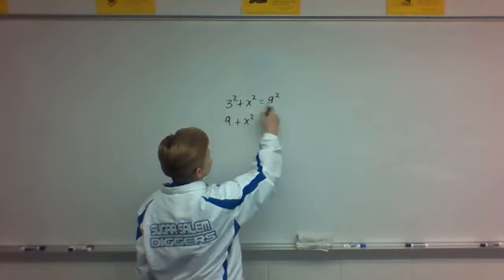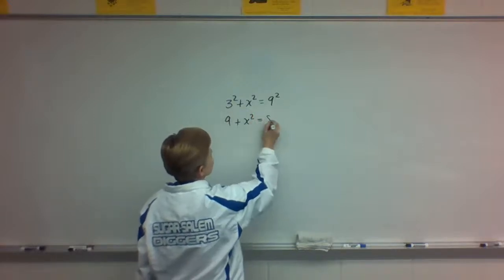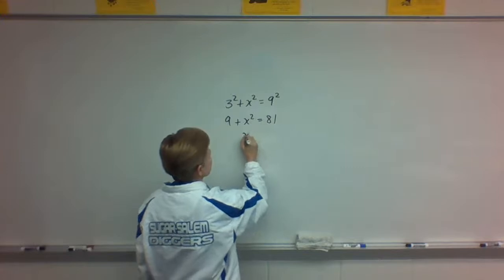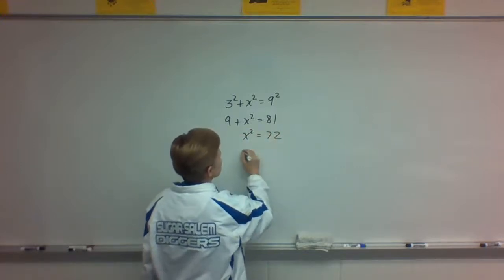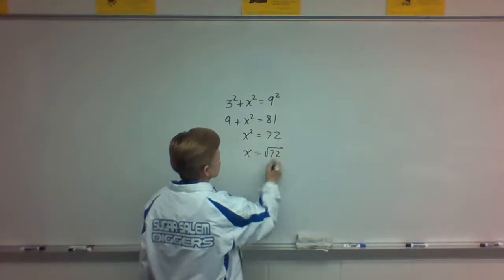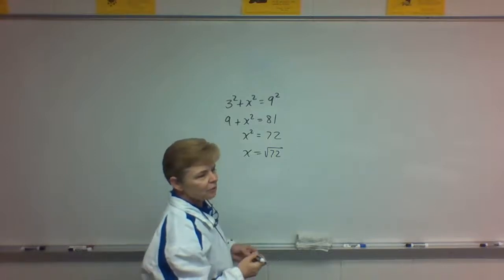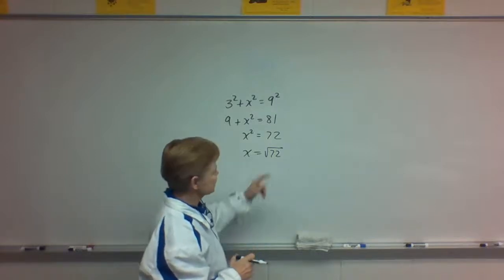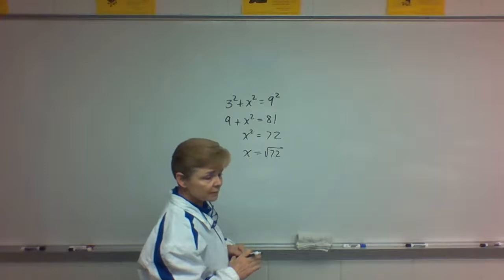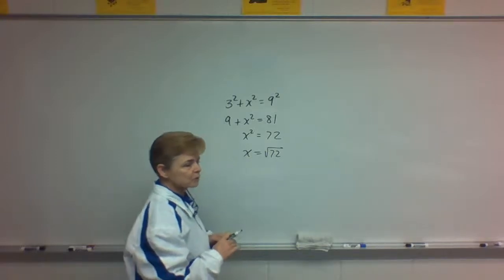You don't have to write this down. If you can square these as you write them, that's fine. So it's going to be x squared equals 72. So x is the square root of 72, right? Now I got some bad news for you. You can't leave that as the square root of 72. You have to simplify it by finding the pairs and bringing them out.